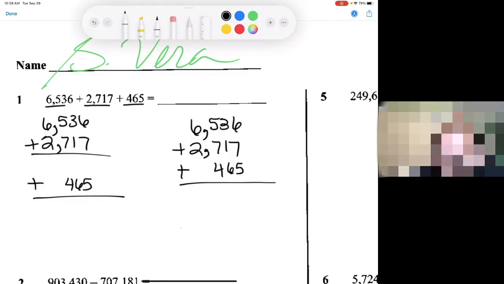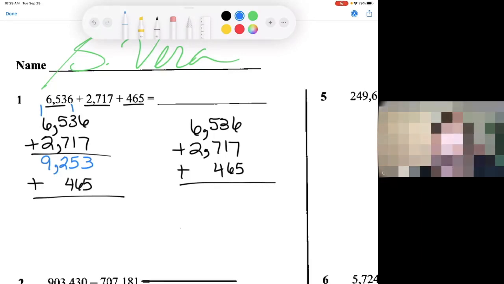Let's do it. 6 plus 7, it's 13. We carry the 1. 1 plus 3 plus 1 equals 5. Now 5 plus 7 equals 12. I regroup and don't forget the comma. 6 plus 1 plus 2 is 9. We are not done yet, so don't forget that.